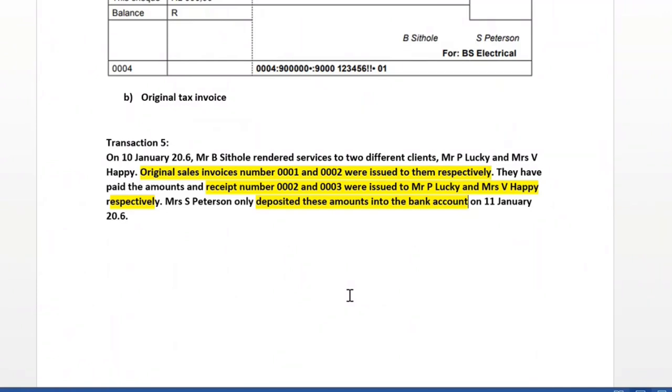What are the source documents for this transaction?